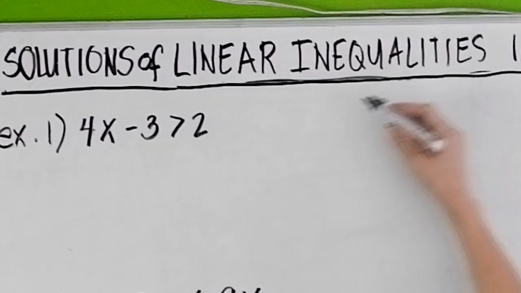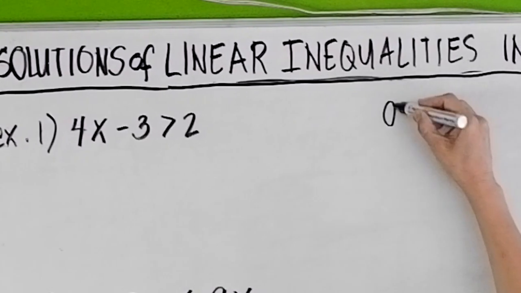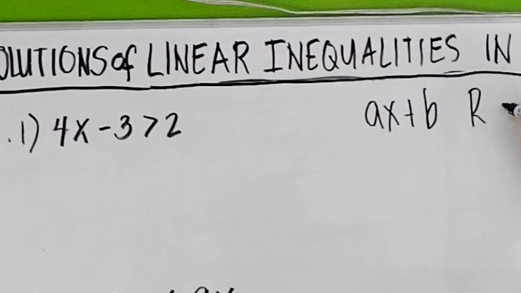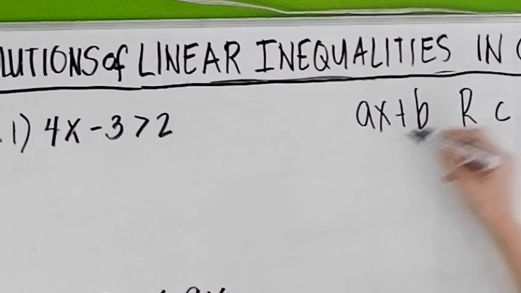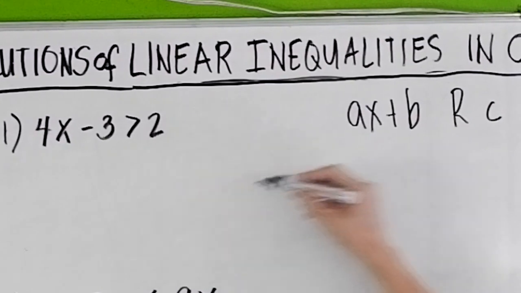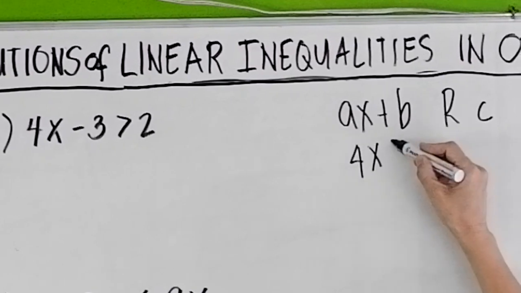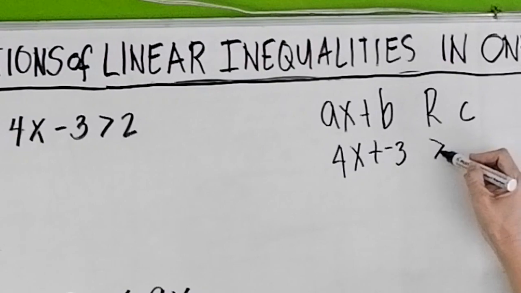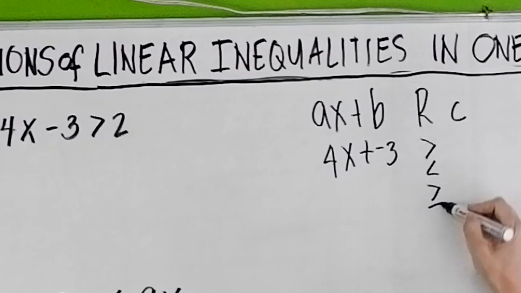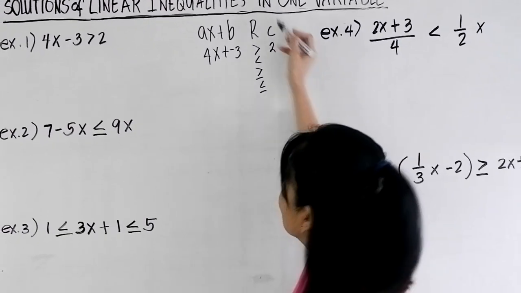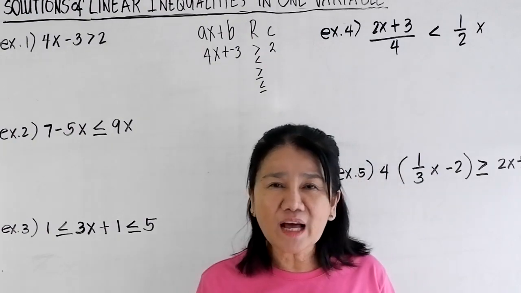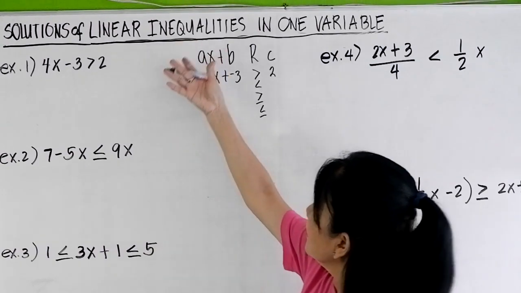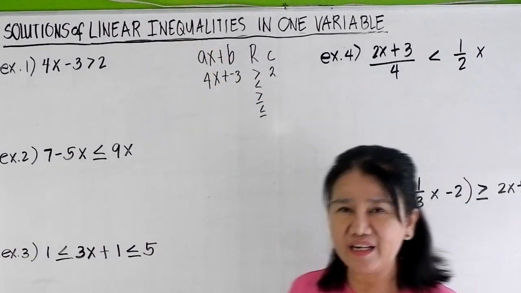First example of solutions of linear inequalities in one variable. We have learned that linear inequalities are inequalities of the form ax plus b relation number, let's say C. For example, this number 1 is in the form 4x plus negative 3 relation 2. The relation can be greater than, less than, greater than or equal to, less than or equal to. And inequalities written in this form are linear inequalities in one variable.